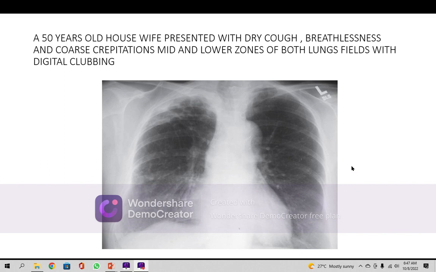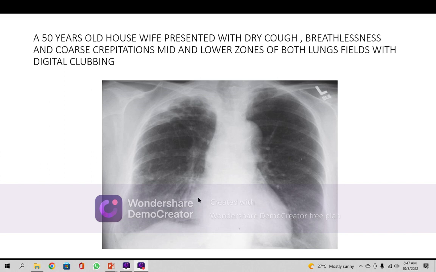Go for the routine investigations: complete blood count, LFT, and urea, creatinine, electrolytes, sputum for AFB, and culture and sensitivity. Exclude the lesion.